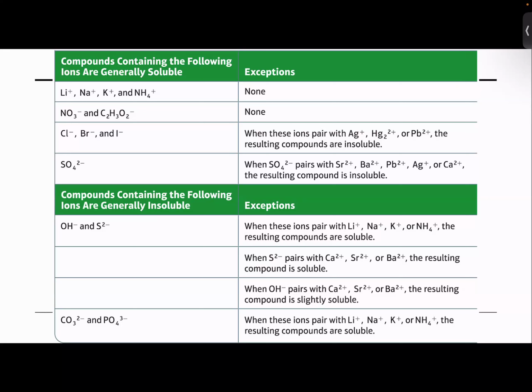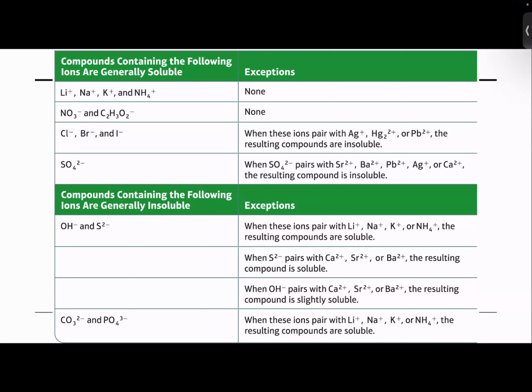But hydroxide and sulfides tend to be insoluble. Now with sulfides, the exceptions are when they're combined with calcium, strontium, and barium. When you have calcium sulfide, strontium sulfide, or barium sulfide, those tend to be aqueous. But all the rest of the sulfides are solids. With hydroxides, again, the other exceptions besides group 1 are your calcium, strontium, and barium. And calcium, strontium, and barium tend to be slightly soluble.